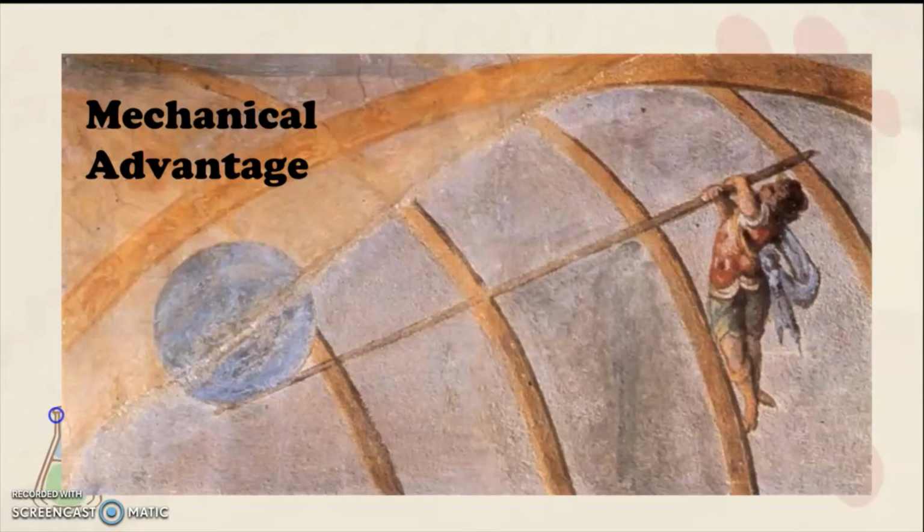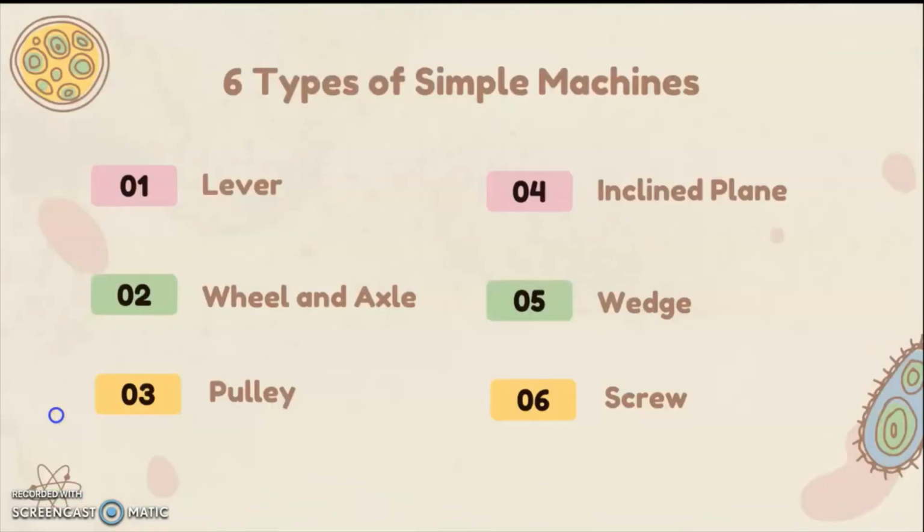Over the next few centuries, more simple machines were recognized, but it was less than 450 years ago that the last of the simple machines, the inclined plane, was identified. There are 6 types of simple machines. We have lever, wheel and axle, pulley, inclined plane, wedge, and screw.